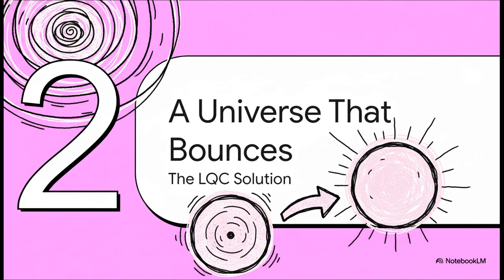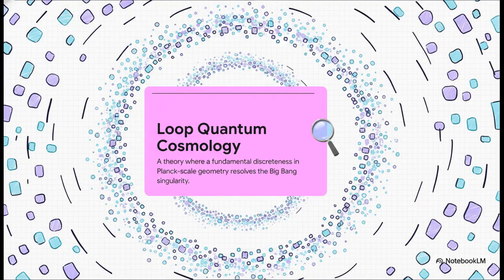But what if? What if there was no singularity? What if the universe didn't start with a bang, but with a bounce? Now that is the wild and fascinating idea at the very heart of loop quantum cosmology. Okay, so loop quantum cosmology, or LQC, completely flips our idea of reality on its head. It says that if you could zoom in to an unbelievably tiny scale, the Planck scale, you'd see that space-time isn't some smooth, continuous sheet.